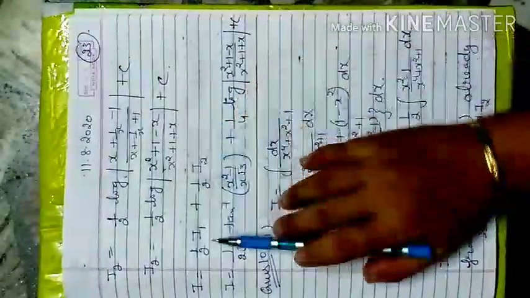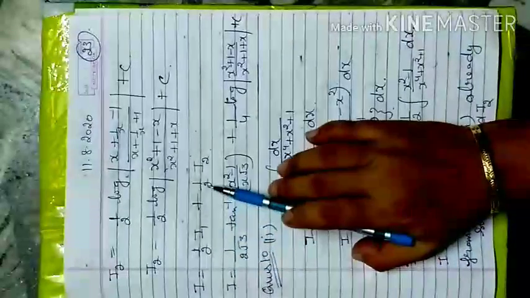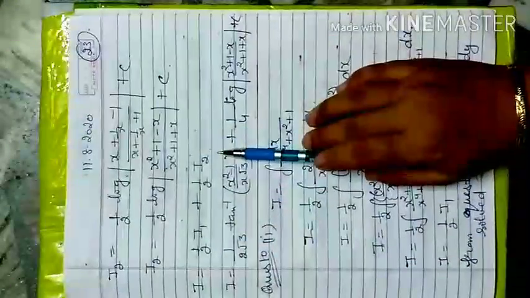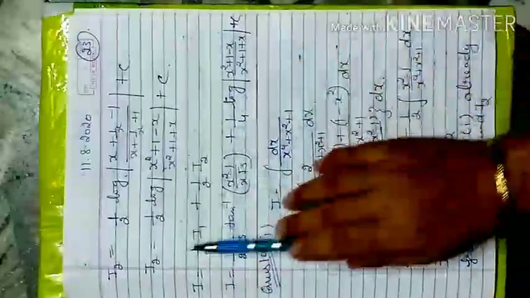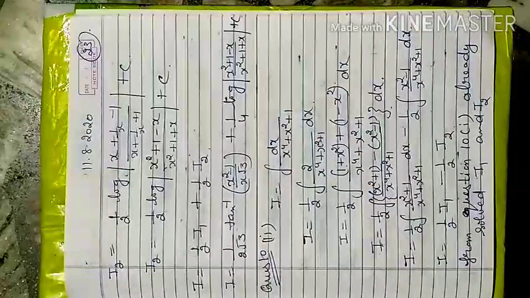that is your required value of I2. Now apply in your first equation where I is equal to half times I1 plus half I2. So whatever I1 value and I2 value you received, you just replace it here. Only 1 by 2 is multiplied with both terms, because that was outside the I1 and I2. So that is the required answer.